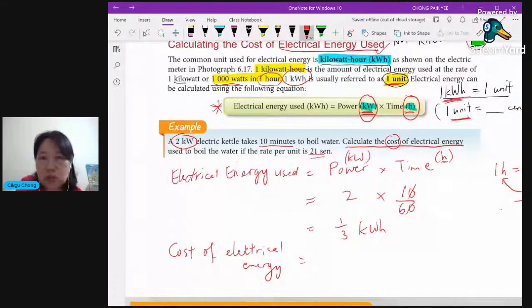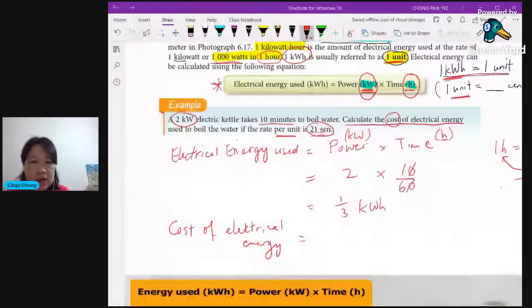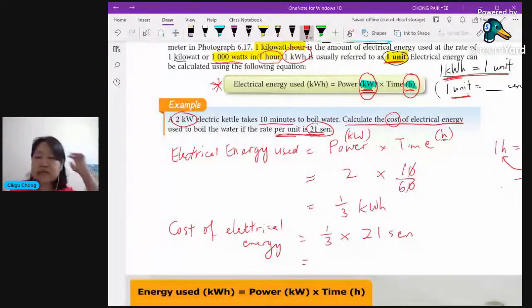1 kilowatt hour is considered 1 unit. And then here the question says they charge you 21 cents per unit. 1 unit is 21 cents. But you haven't used even 1 unit. You only use 1/3 of a unit. So what you need to do? You take whatever answer you have here, 1/3, and you times it by the cents per unit. How many cents? It is 21 cents. So you put 21 cents. Okay, so what is the answer here? Very simple calculation. 21 times 1 divided by 3.